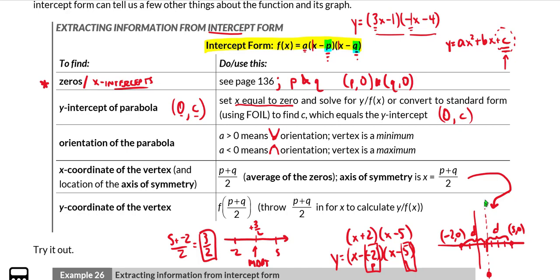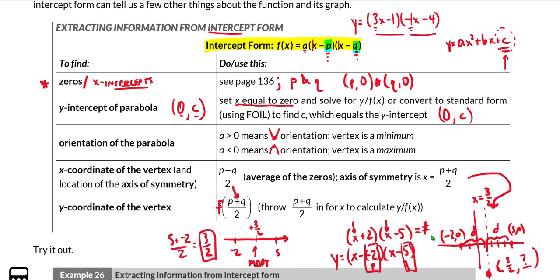So that vertical line, wow, I drew it pretty much right where it needs to be, so that's good. That vertical line has the equation x equals 3 halves, and that also means that my vertex, which is going to lie on that vertical line, is going to have an x-coordinate of 3 halves. Now, to find the y-coordinate, I would take that 3 halves, that average, and plug it into my function. I would plug 3 halves in here, plug 3 halves in here, calculate whatever this equals, and I would get my y-coordinate at the vertex.